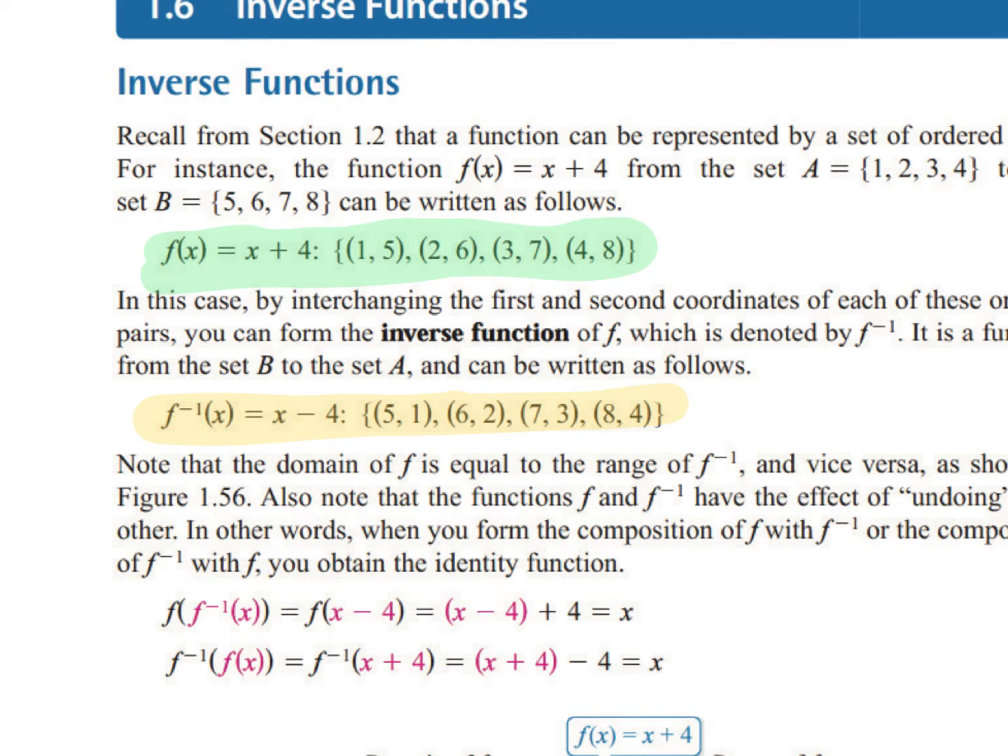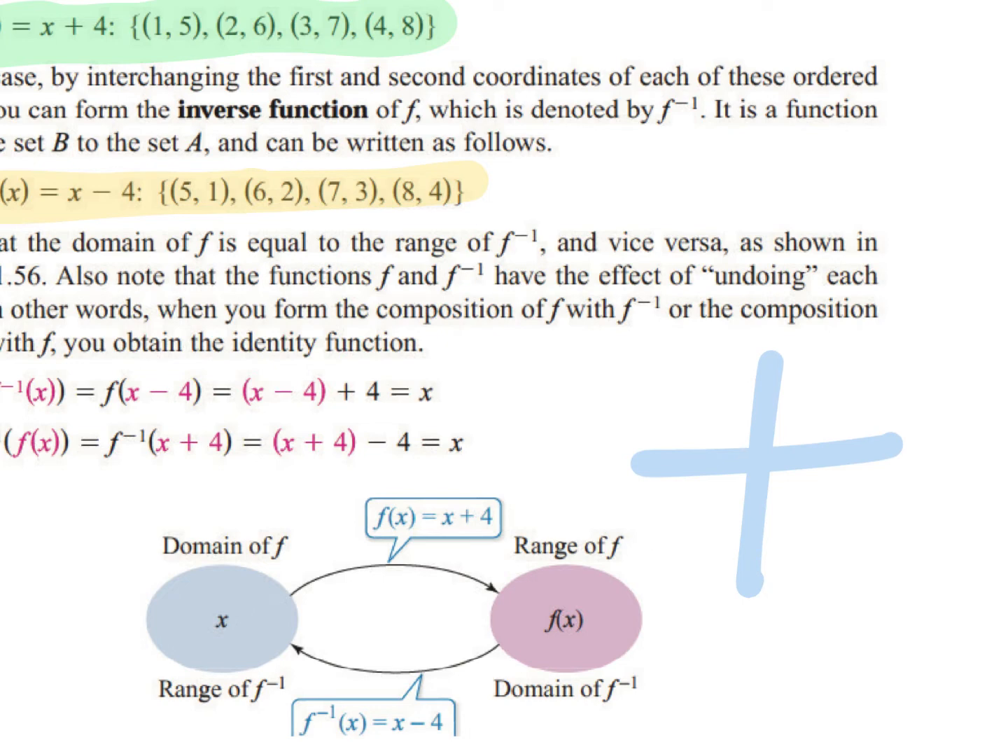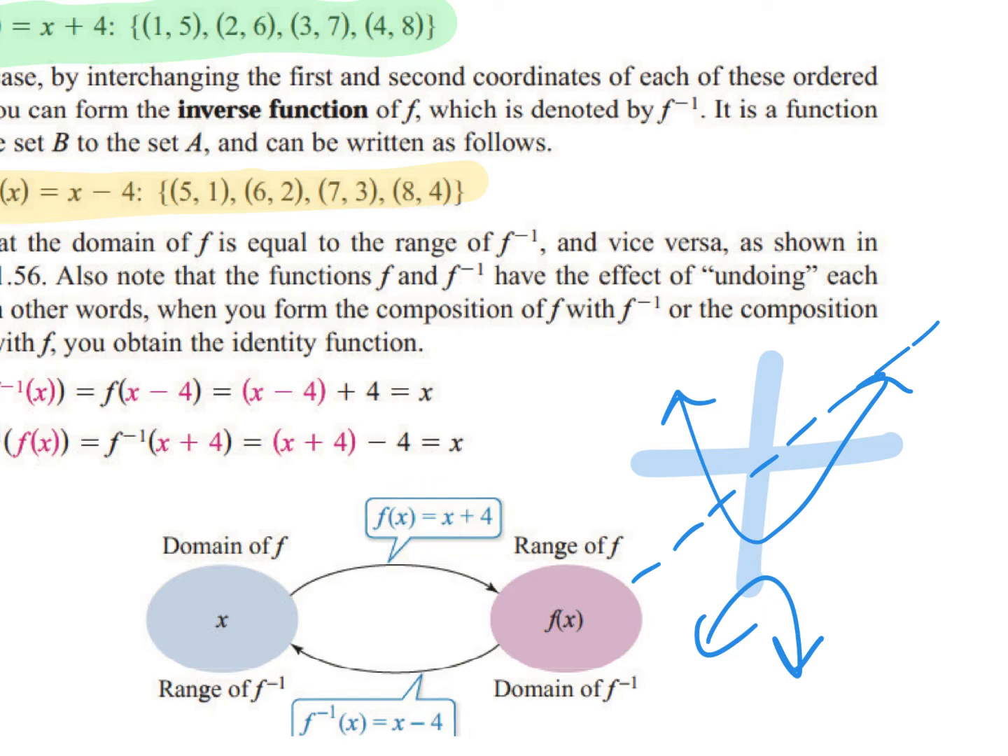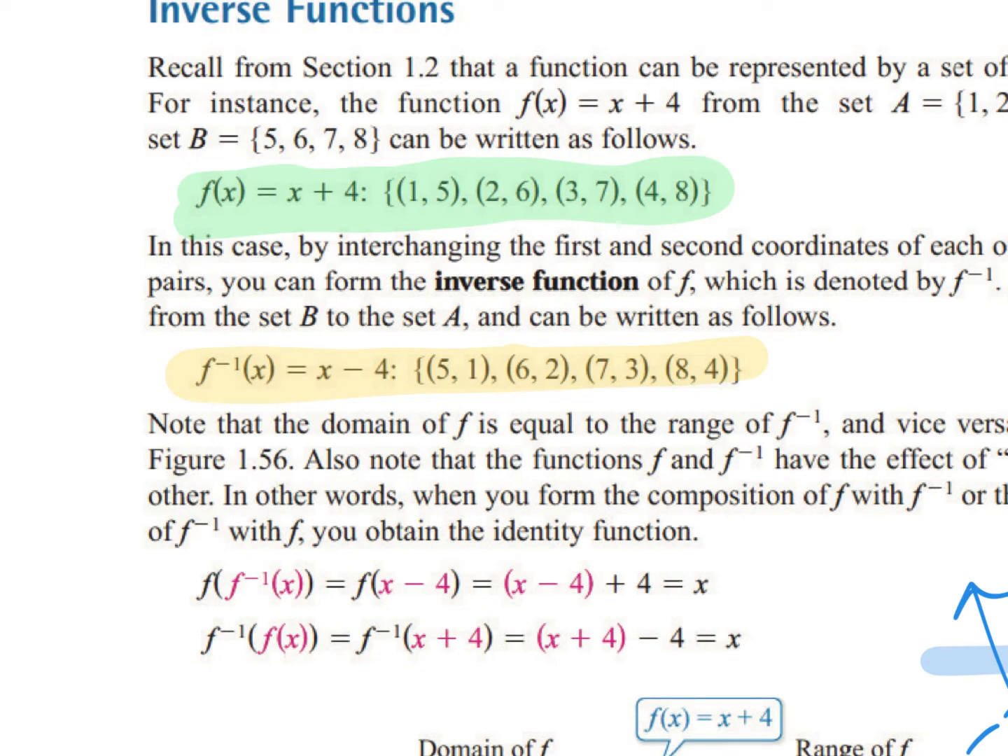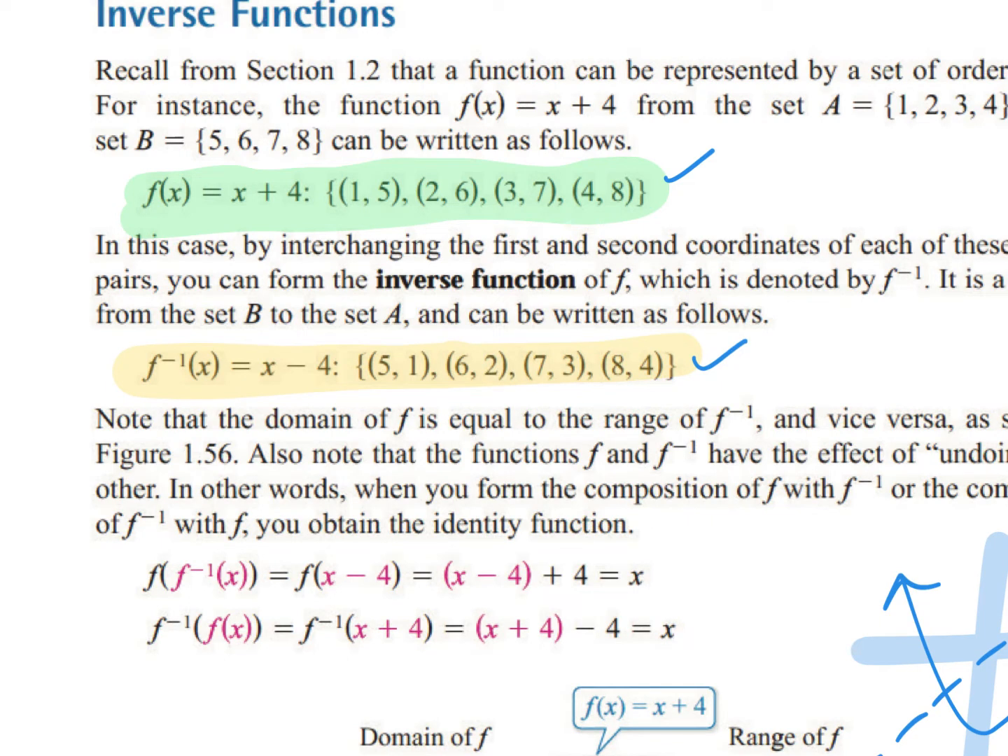Graphically, your ordered pair switches. A lot of people think if you have a function and you flip it over, that's the inverse. That's not the inverse; that would be a reflection. An inverse is going to flip over the line y equals x, that diagonal line that goes through the origin. So if you graph a function and then graph its inverse, it would be a reflection over the line y equals x.